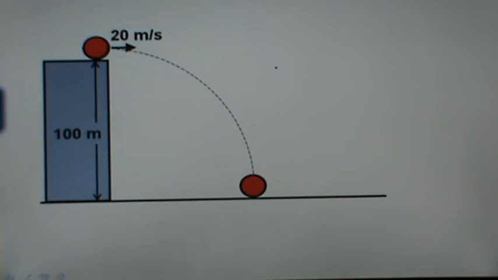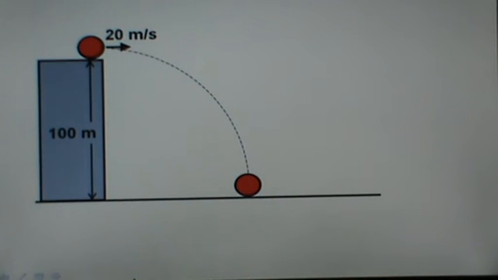We are now going to discuss the first problem related to the parabolic motion. Here it is. Here we have a ball which has an initial velocity of 20 meters per second. Then the ball is falling from 100 meters above the ground. Find the horizontal distance reached by the ball when it hits the ground.